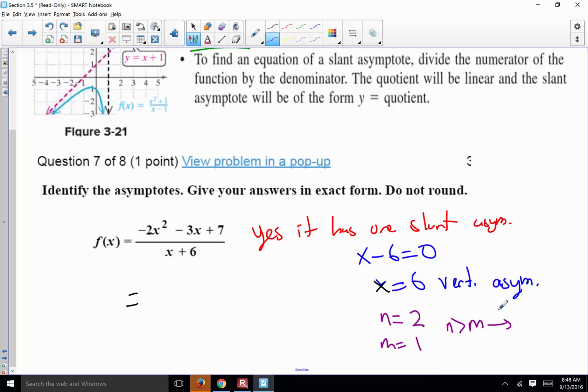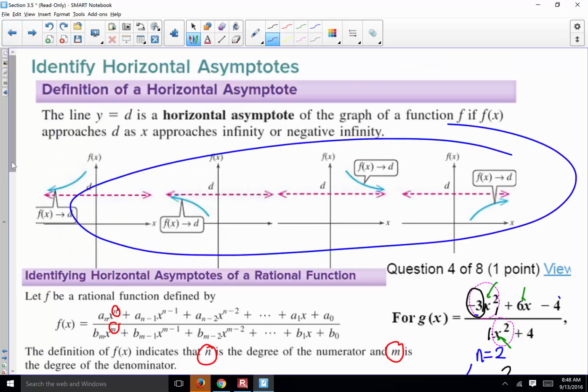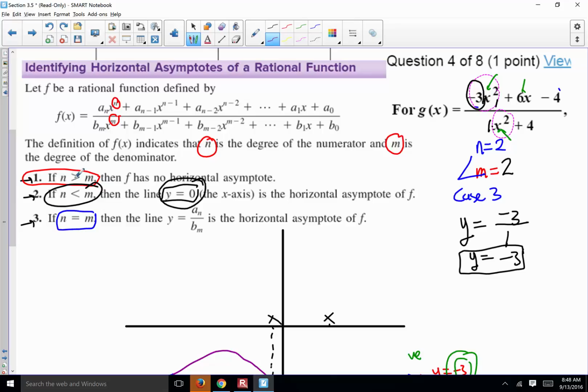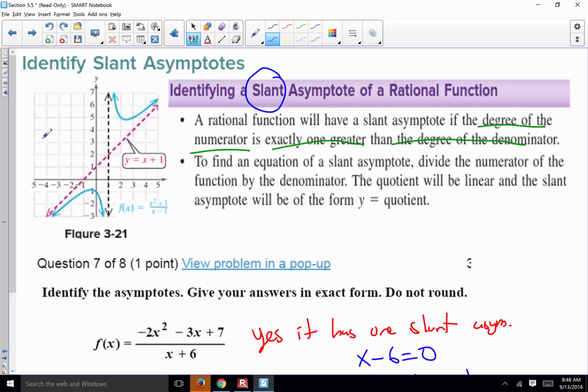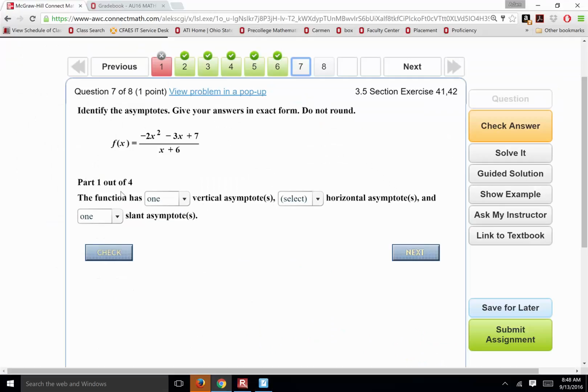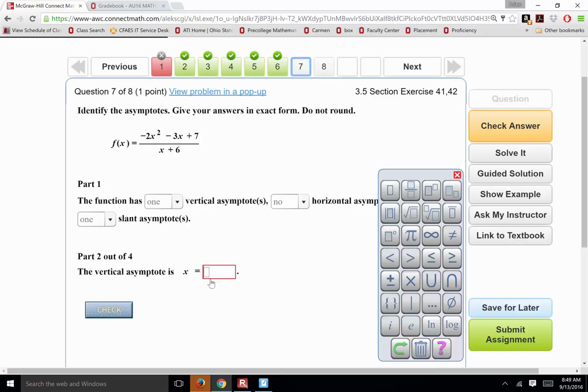If top is more than bottom? None. Okay? In case you forgot it, here. Top more than bottom? No horizontal asymptote. Okay? And let's go ahead and call none here. Alright, vertical asymptote they're going to ask. It's minus 6 already, we know.